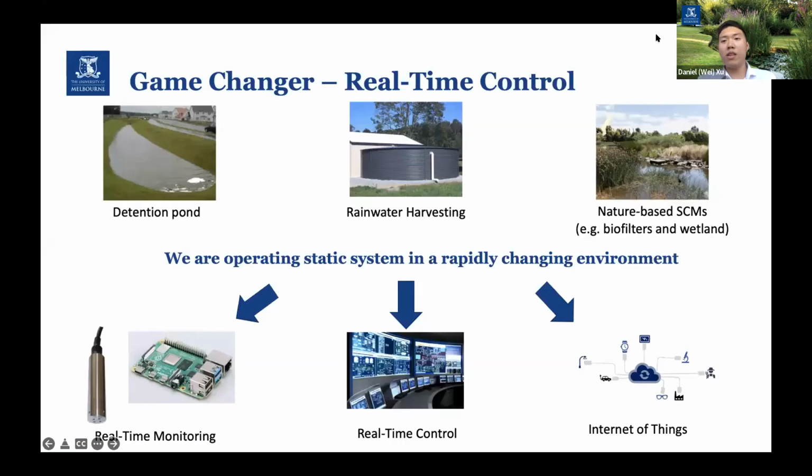So I think Martin has given substantial background, so I'll just quickly talk about this. Especially with this real-time control technology, more and more people in our field get excited about the smart technology, how we could use this technology to cope with future climate change. And I really see this technology as a game changer because, think about all these stormwater control measures, such as detention ponds, rainwater harvesting systems, nature-based SCMs such as biofilters, wetlands. We are always operating this kind of static system in a rapidly changing environment.